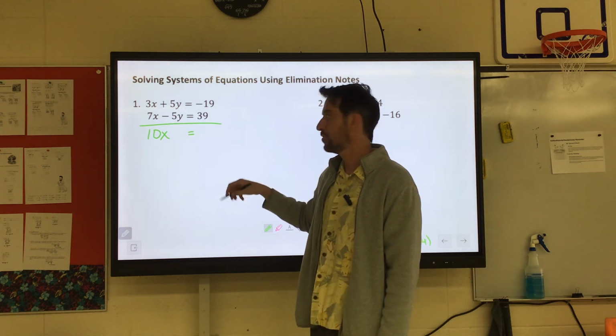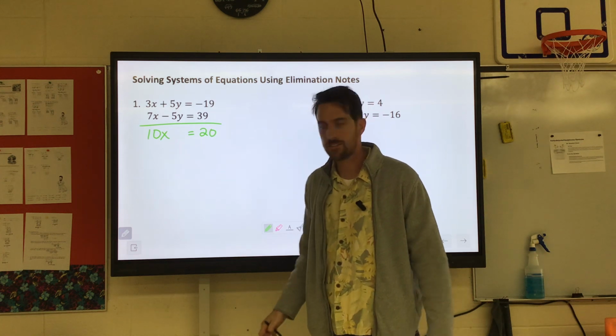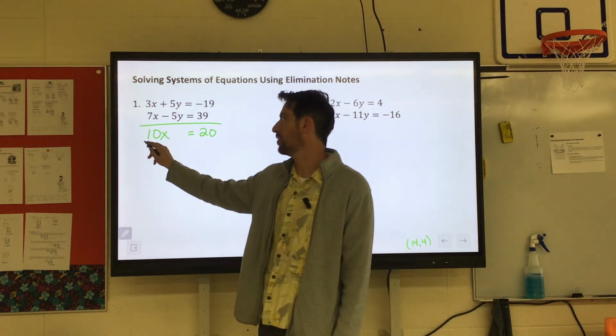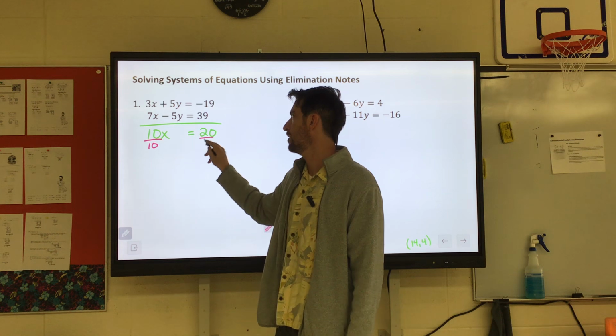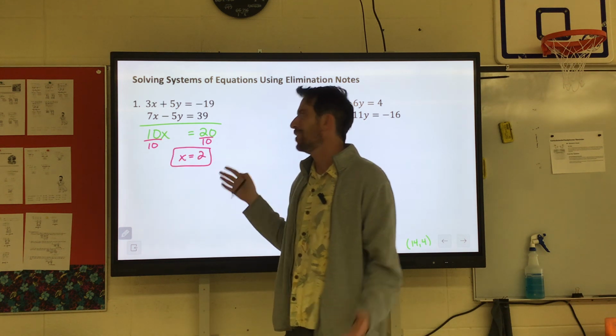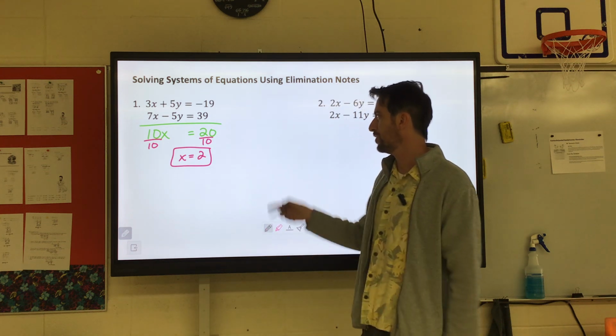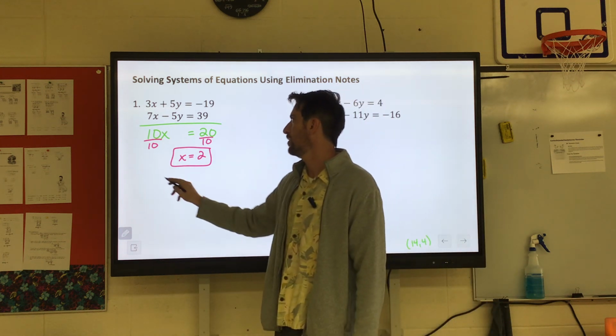Negative 19 plus 39 is 20. Look at that equation. 10x equals 20. We almost have x already. We just have to divide by 10. x equals 2. You substitute it back into one of the two equations and solve. I don't care which one. Let's do the first one.